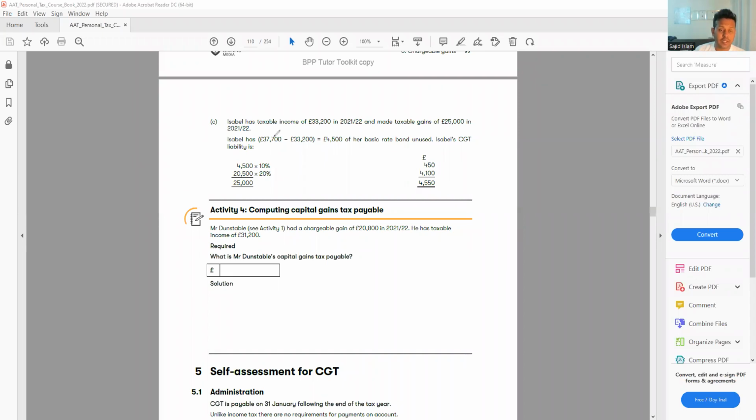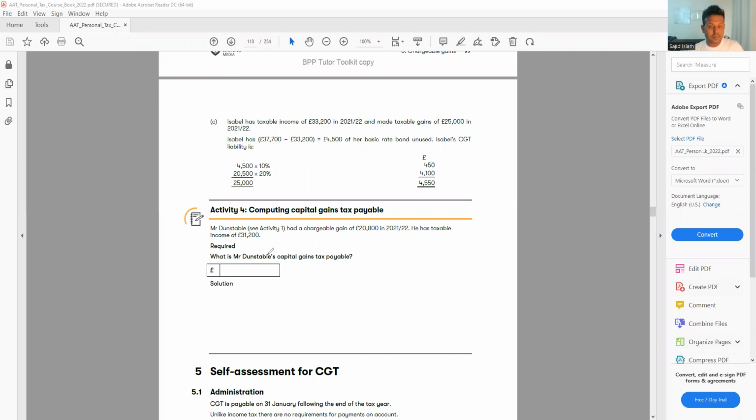For example, 37,700 is the maximum of the basic band. And anything under that will be 10%. So up to 37,700 will be 10%. Anything over that or more than that will be 20%.